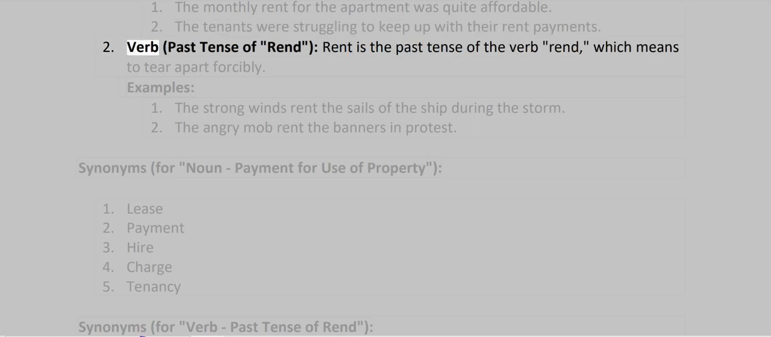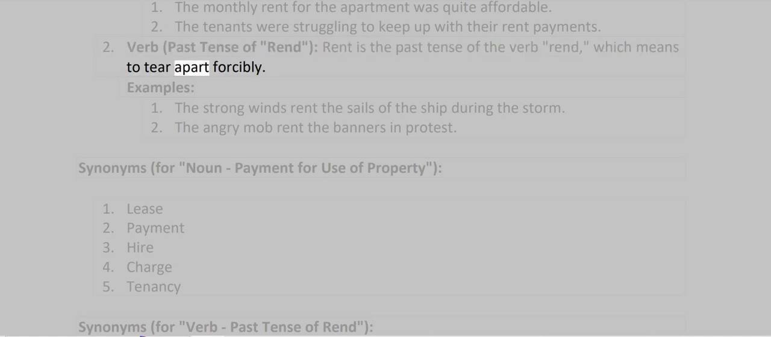2. Verb. Past tense of rend. Rent is the past tense of the verb rend, which means to tear apart forcibly. Examples: 1. The strong winds rent the sails of the ship during the storm. 2. The angry mob rent the banners in protest.